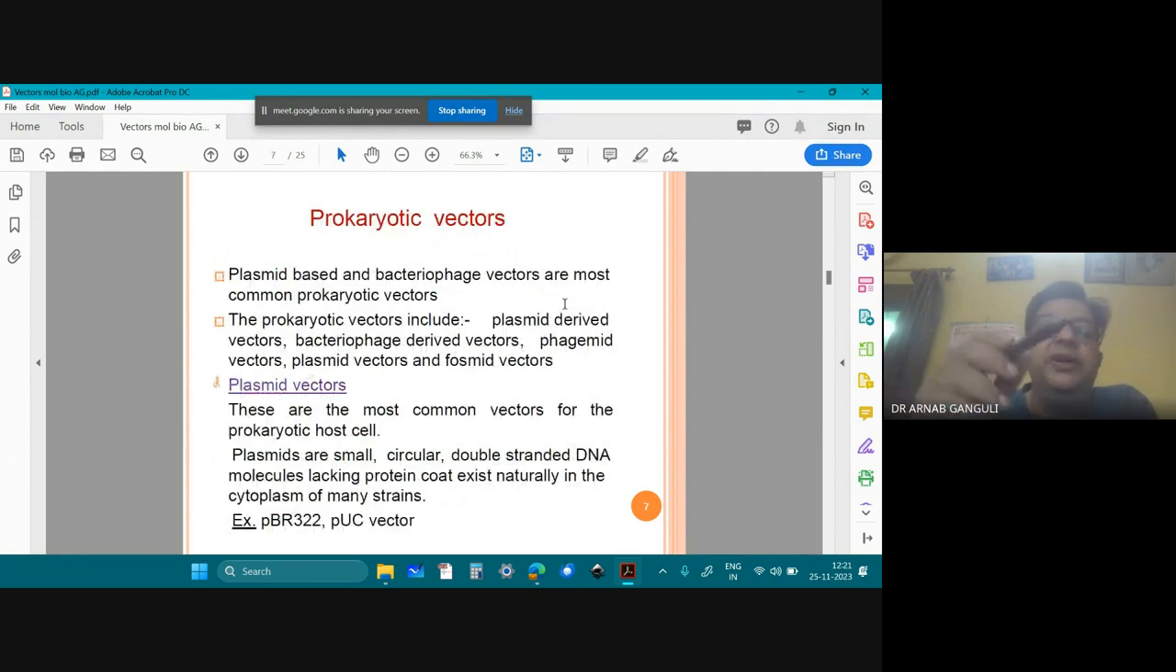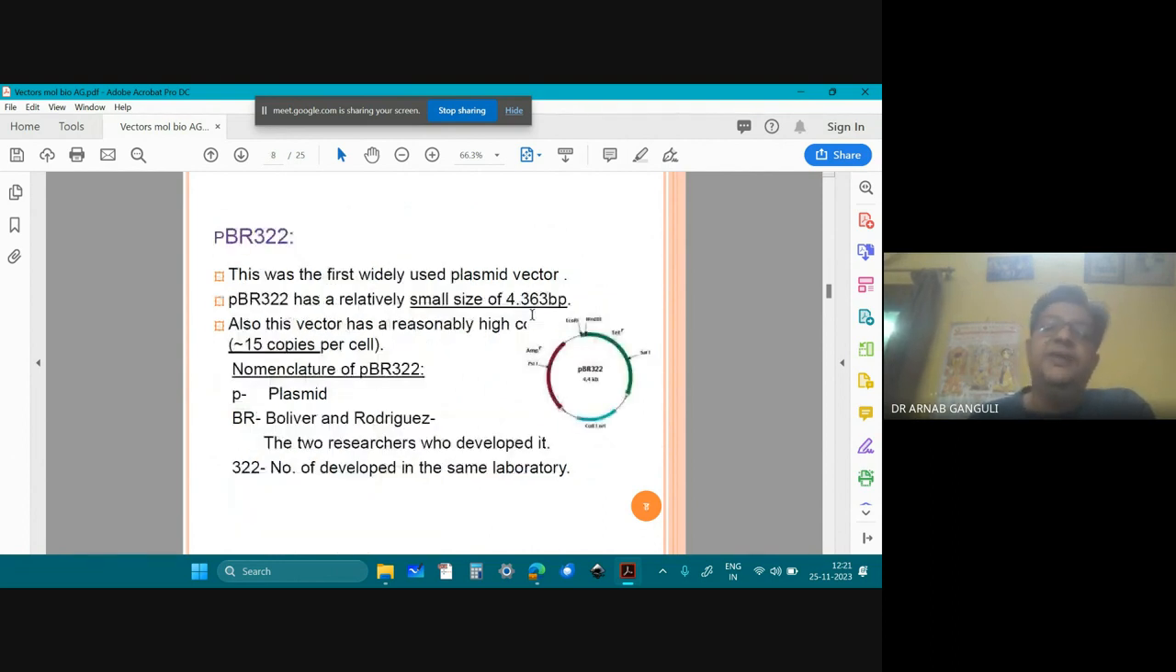You know what the prokaryotic vectors are? They are plasmid-based and bacteriophage vectors. For plasmid vectors, the important names are pBR322 and pUC vector. They are the two most important vectors. I had already done this class. I want to just explain the different types of vectors. So let us first talk about the plasmid pBR322.